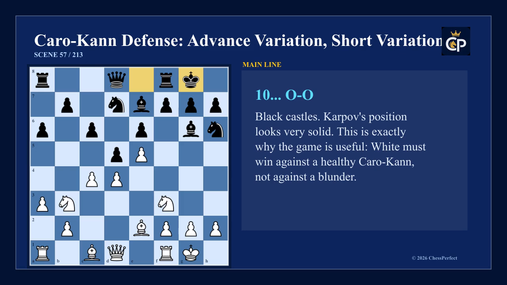Kingside castles. Black castles. Karpov's position looks very solid. This is exactly why the game is useful. White must win against a healthy Caro-Kann, not against a blunder.